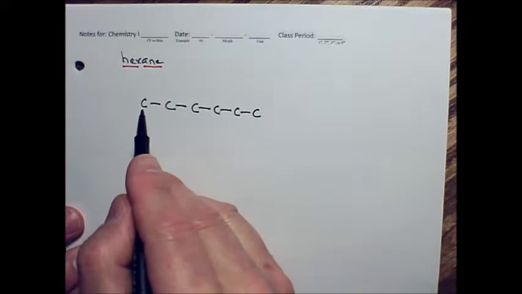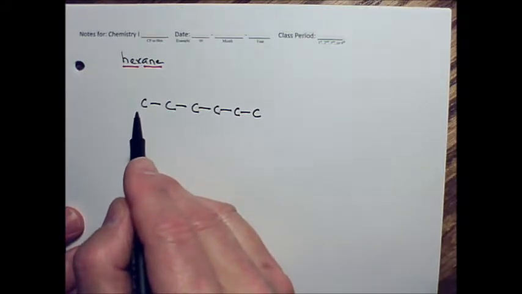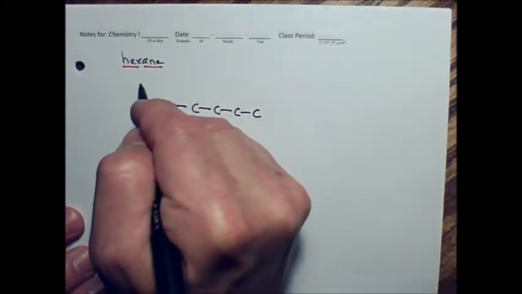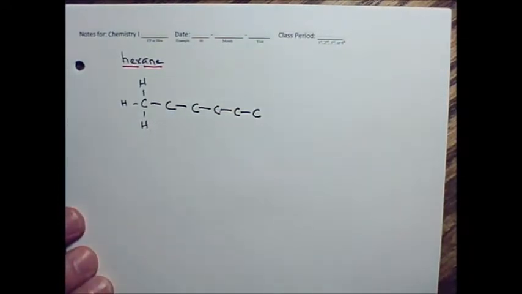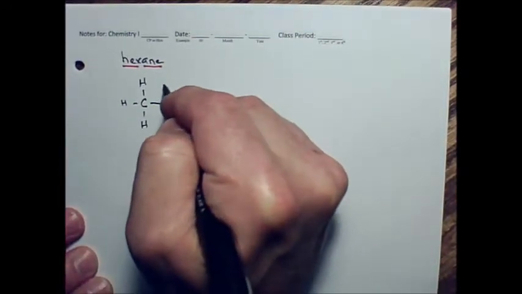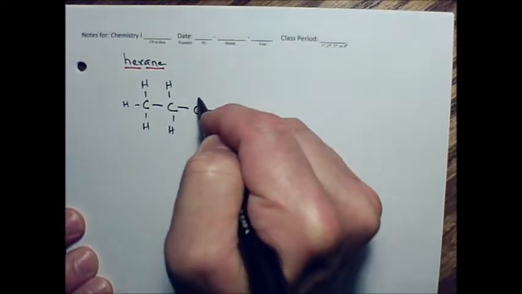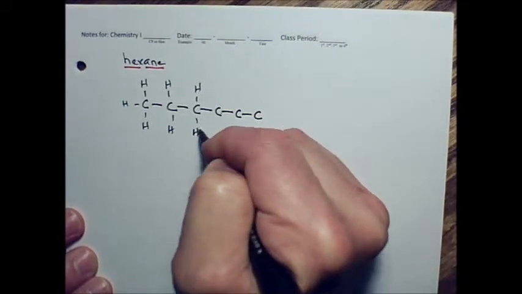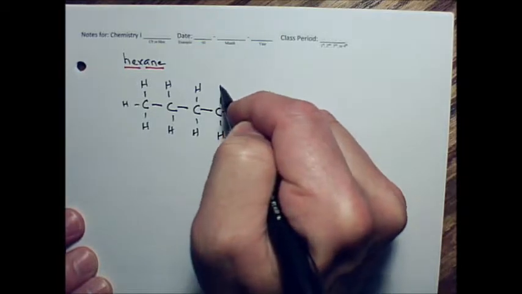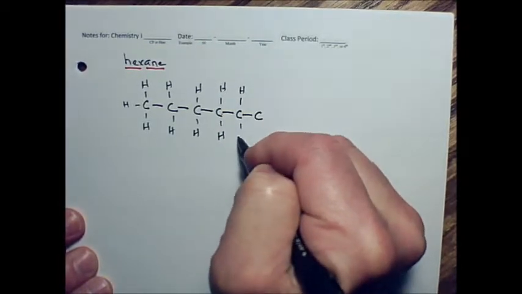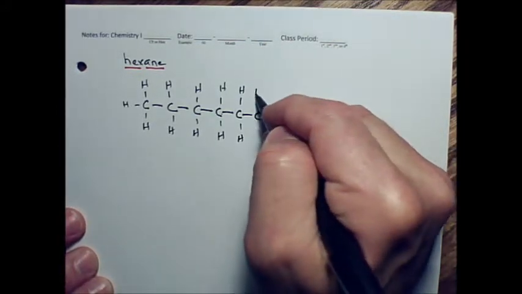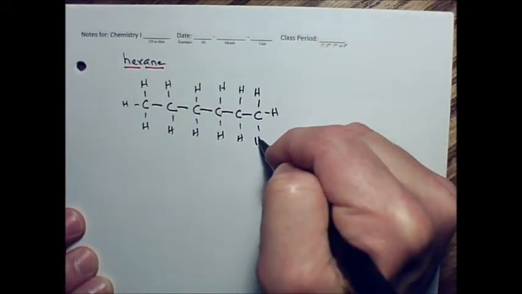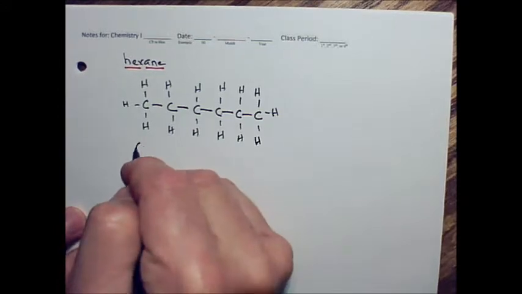So this carbon's going to need how many hydrogens? 3. 1, 2, 3. And this one's going to need how many? 2. And all these others in the middle are going to need 2. But this carbon's going to need how many? 3. All right, so that's a complete structural formula.